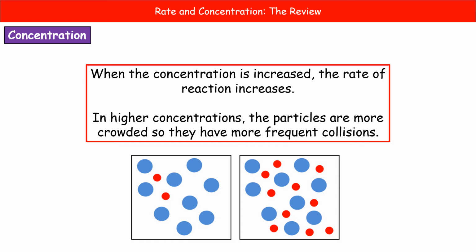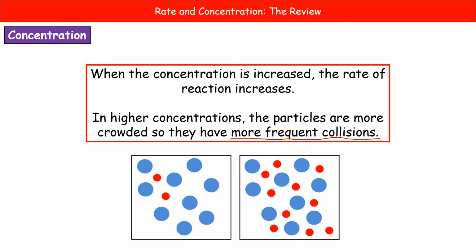The reason for this is that in the higher concentrations, the particles are what we call more crowded. So that means they will have more frequent collisions. Successful not needed here, because the success of a collision is all to do with has it reached activation energy, and just changing the concentration won't affect that. But more frequent collisions, go-to phrase for rate of reaction.